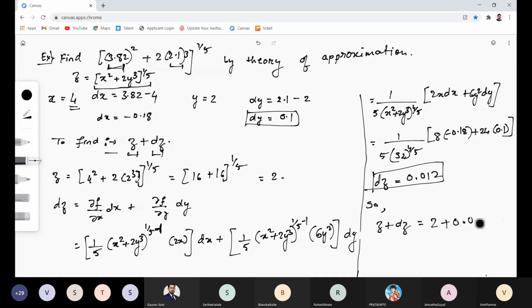Anyone having doubt in this? No, sir. Anirudh, no doubt. Daksh, where is Prabal? Yes, sir. Is it clear or you have any doubt in this? No, sir, it's clear. Okay, fine.